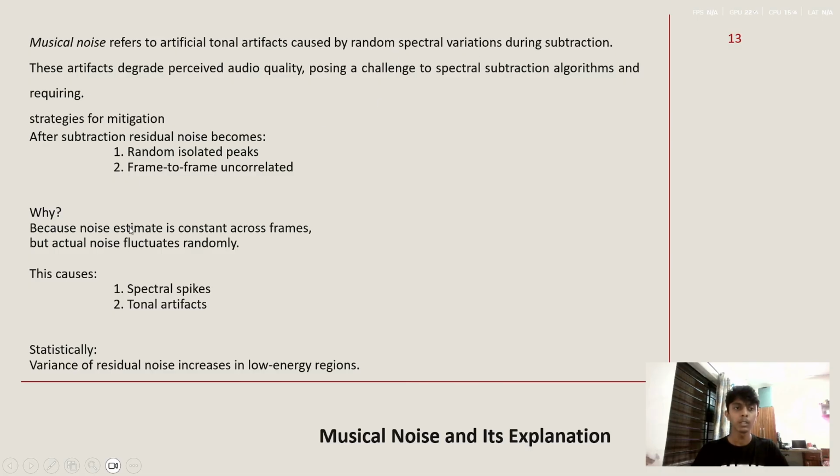And why does this happen? Because the noise estimate is constant across frames. That is, the mean value is a constant value. But the noise itself fluctuates randomly. This can cause spectral spikes or tonal artifacts. So statistically speaking, the variance of the residual noise increases. That is, the accuracy decreases in low energy regions.